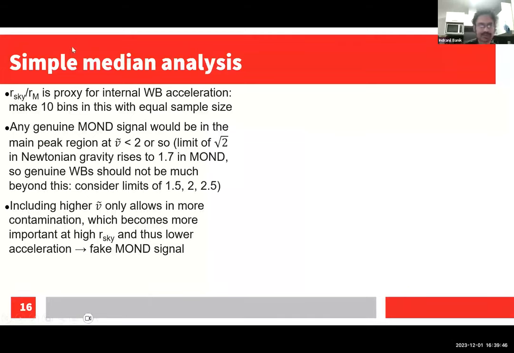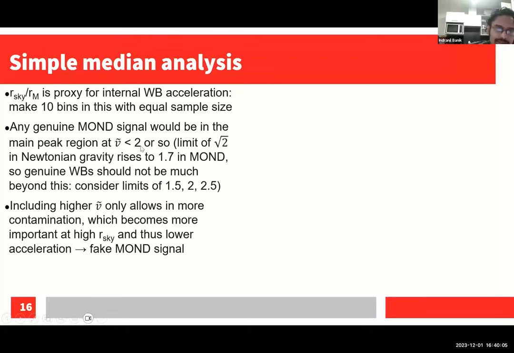Rm is a MOND radius and R sky is a projected separation. You're just going to make 10 bins in this ratio with equal sample size. What would happen is that the median is supposed to rise due to MOND, but importantly, we need to focus on the main peak region at V tilde less than 2, approximately.